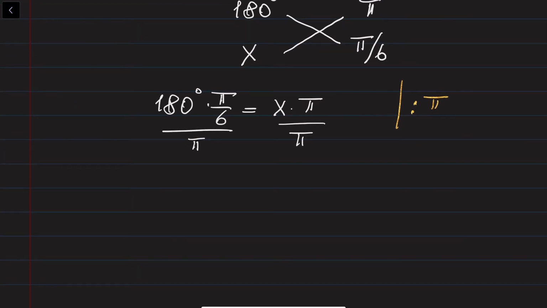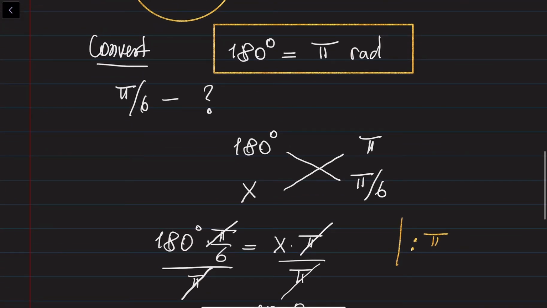On the left-hand side, this pi and this pi are going to cancel. And on the right-hand side, this pi and this pi are going to cancel. What you have here is x equal to 180 degrees divided by 6, which is equivalent to 30 degrees. Okay? So the degree equivalent to pi over 6 is equal to 30 degrees.